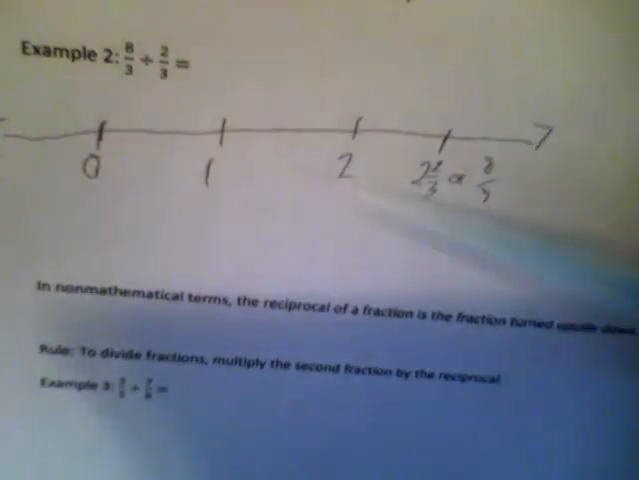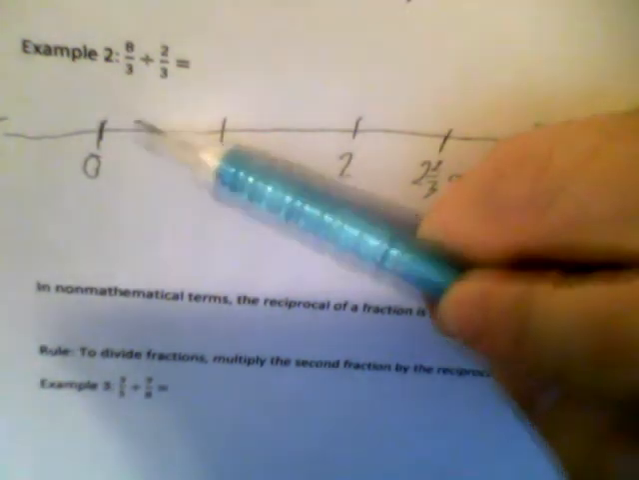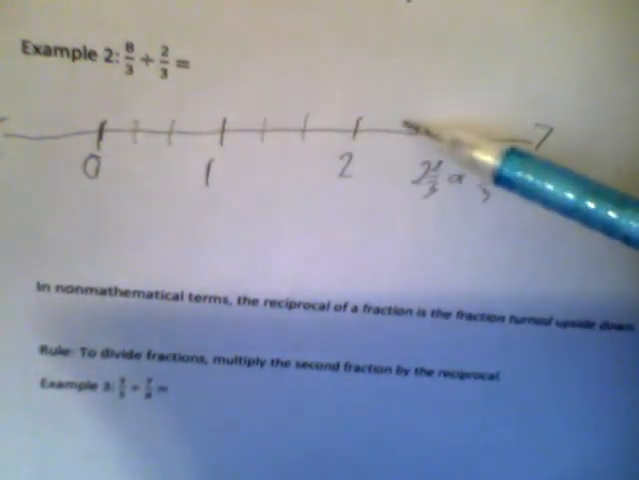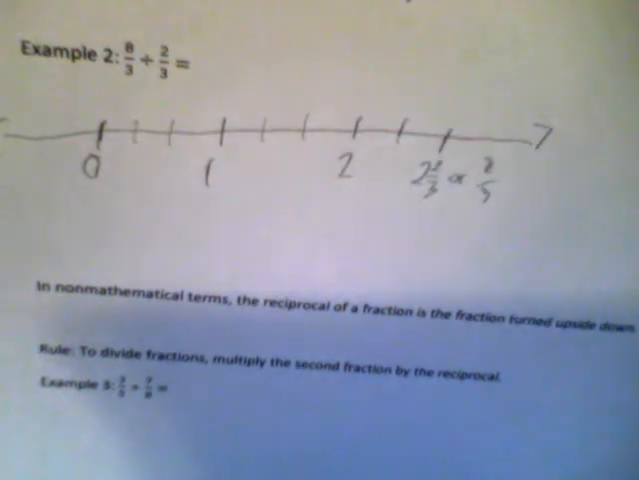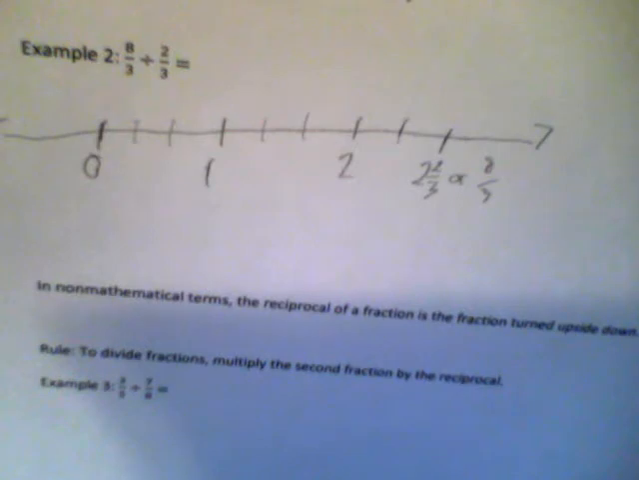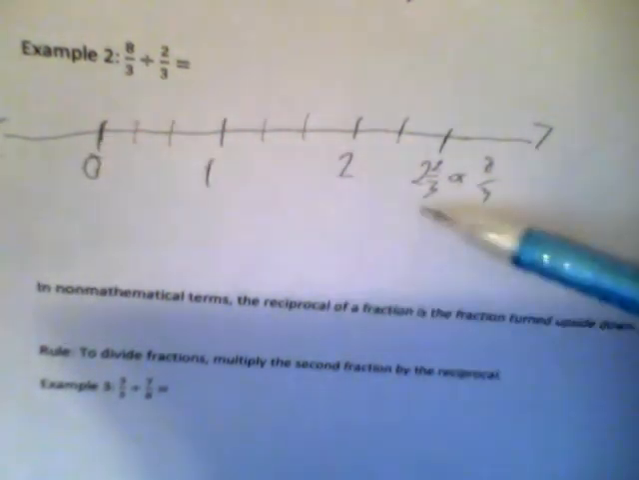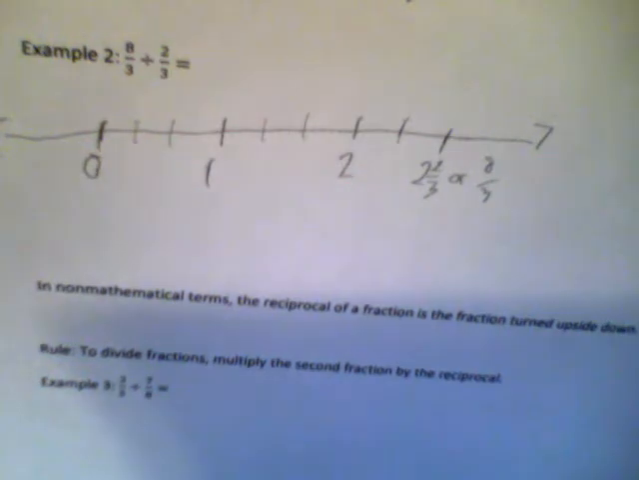Okay? Again, I'm going to divide each of these segments into 3 sections, or divide it into thirds. Now I want to figure out how many times does 2/3 go into 8/3. In other words, how many jumps will it take me until I get to 2 2/3, or how many jumps will it take me to get from 0 to 8/3 if each jump is 2/3? So let's count that.